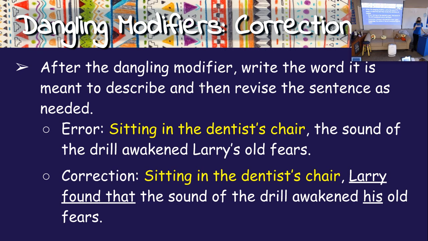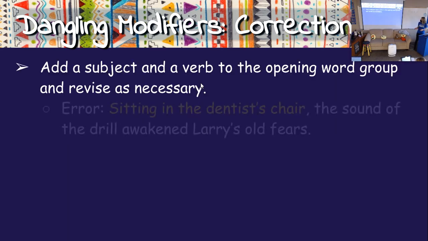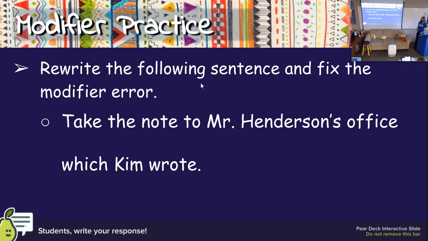So it's going to be important that you know the rules here, and there are only 3 rules, right? If you have a misplaced modifier, you just need to place it next to the word it's modifying. If you have a dangling modifier, you either need to add the word it's modifying after the comma, or you need to add the word it's modifying and a verb to the opening phrase. Okay? All right, we are going to do some practice with that. So what I want you to do is rewrite this sentence and fix the modifier error. So see if you can find where the error is and fix it.